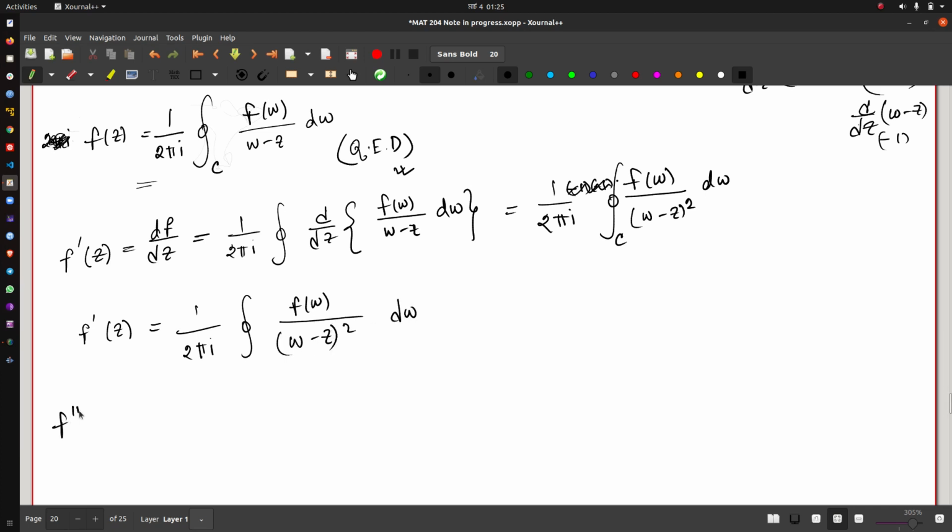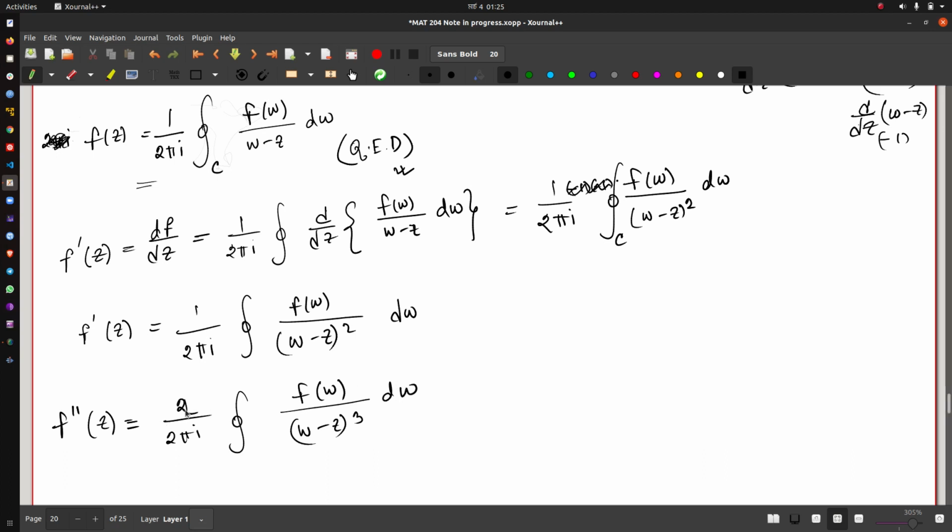Now let's take the second derivative and see what happens. Can we find some pattern or something interesting? If you take the second derivative, similarly this will become w minus z cubed, there will be a 2, and there will be f of w dw. At this point you might be tempted to cancel this 2, but let's not do that. Instead of 2, let's write this as 2 times 1, which is just 2 factorial, right? Now take the third derivative.